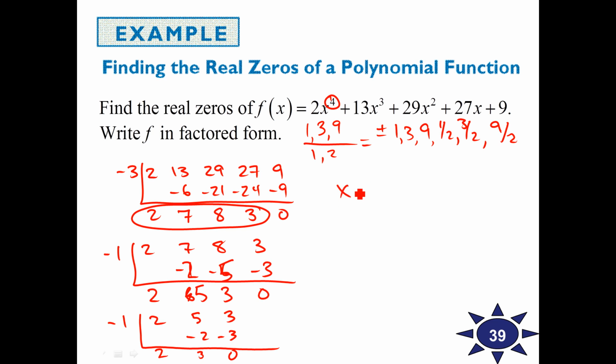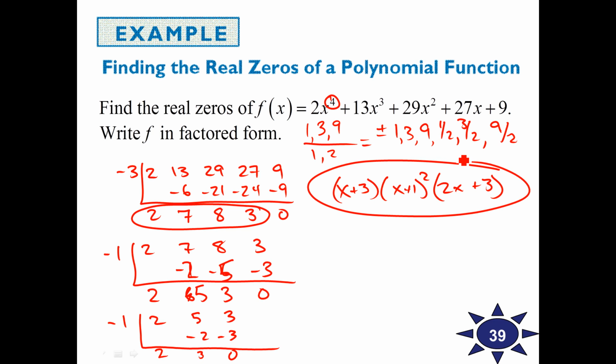We've got x plus 3, x plus 1 squared. And then we have 2x plus 3. And we are completely factored. All right, try problem 39.